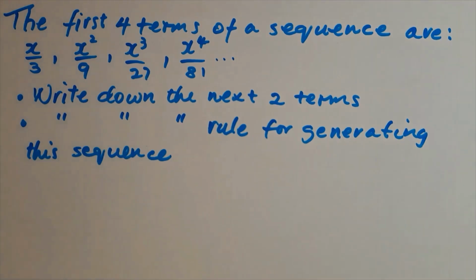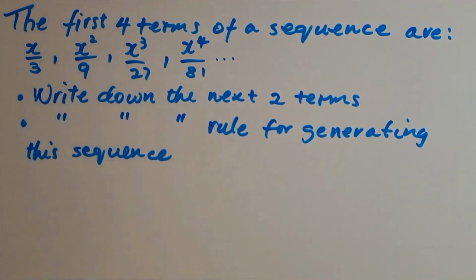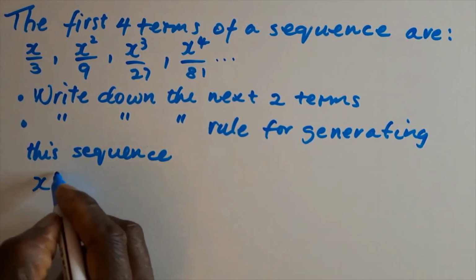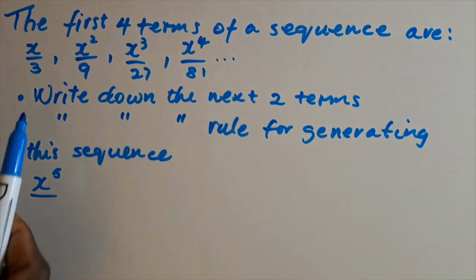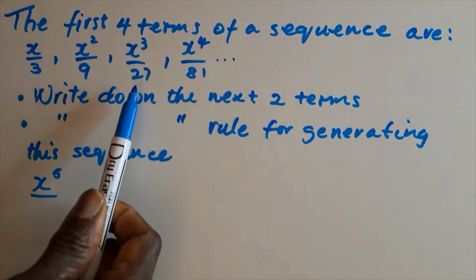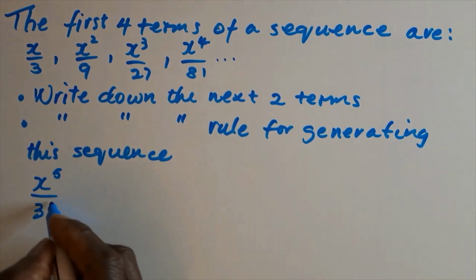Hi there. The first four terms of a sequence are, as seen here, x over 3, x squared over 9, x cubed over 27, x to the 4th over 81, and so on. We need to write down the next two terms. As we can see, the powers of x are increasing as we go along, so the next one will be x to the 5th in the numerator. We have powers of 3 in the denominator, so we have 3 to the 1st power, 3 squared, 3 cubed, 3 to the 4th power, so we'll have 3 to the 5th power for the next one.